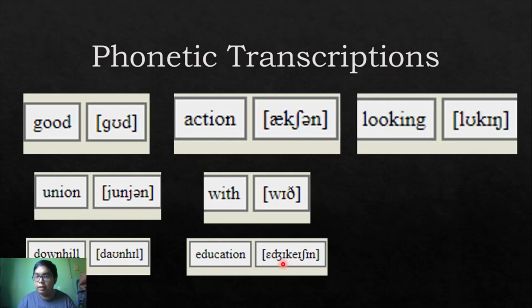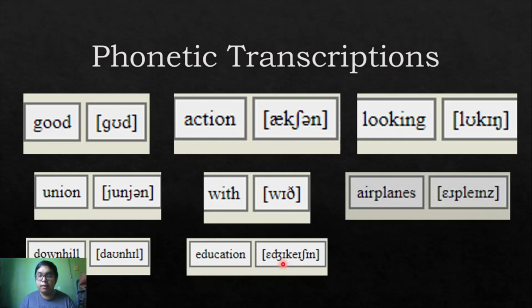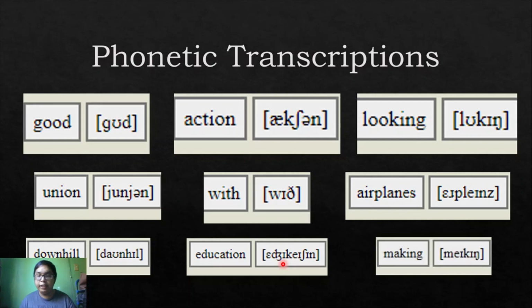Next, looking, not looking, looking. Airplanes. Again, not airplanes, airplanes. Make sure to make the Z sound on the last part. Airplanes. Finally, we have making. Again, making. Now, since we now know the basics of phonetic transcriptions, let's now have a quick exercise.